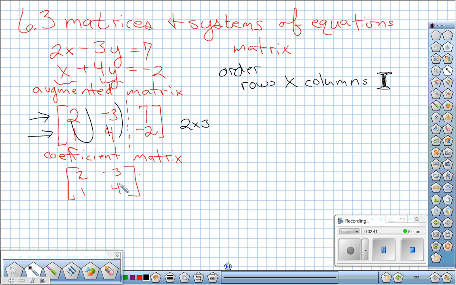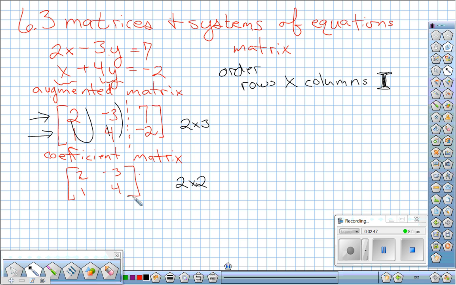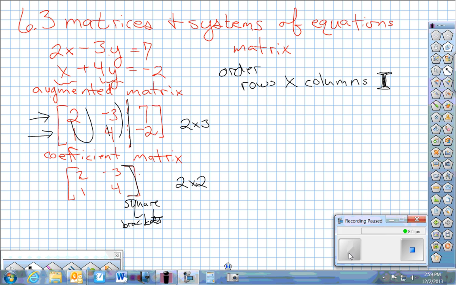The square ones are really nice. This one is just a 2 by 2. And just for notation, make sure you use square brackets. Square brackets represent that it's a matrix. The dashed line, sometimes you'll see a solid line down it. That one really doesn't matter. It just represents that that's where the equal sign would go.